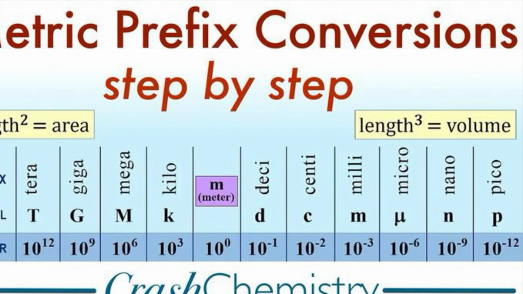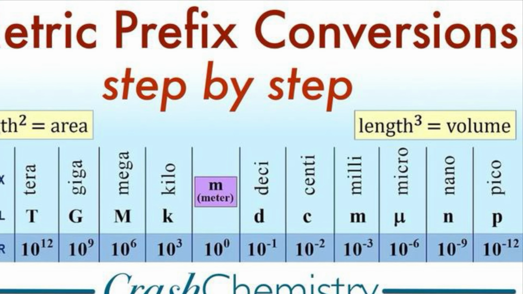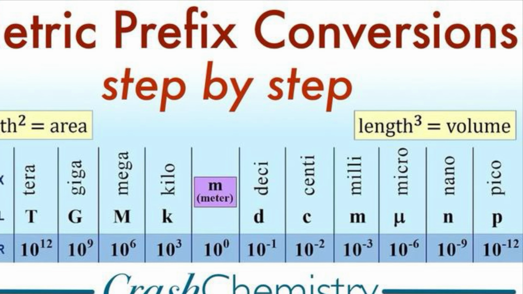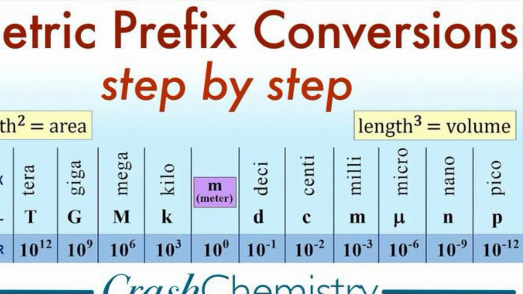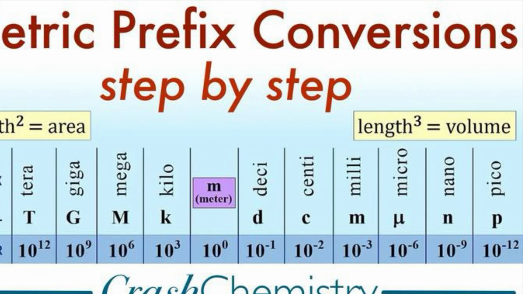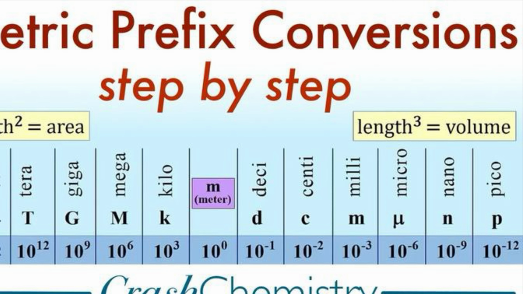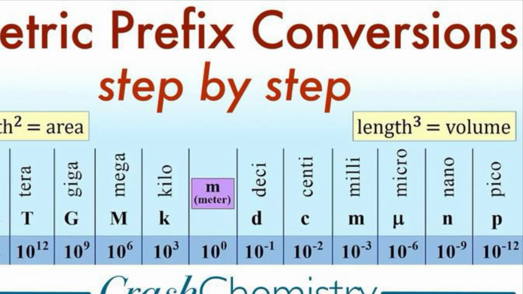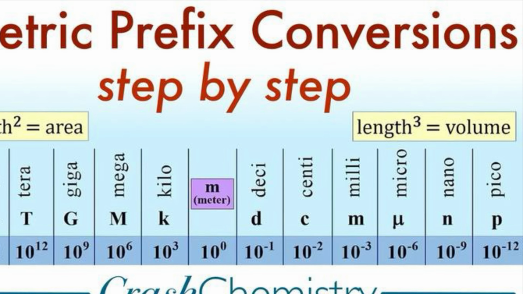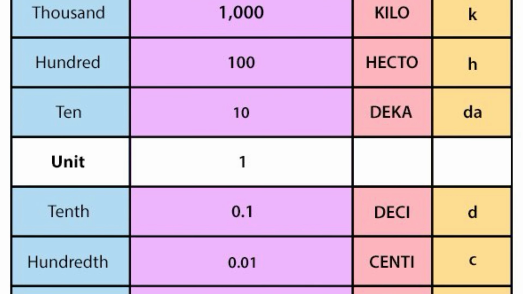And now I'll read out the larger units. So deca is 10 to the power 1, hecto is 10 to the power 2, kilo is 10 to the power 3, mega is 10 to the power 6, giga is 10 to the power 9, tera is 10 to the power 12, peta is 10 to the power 15, exa is 10 to the power 18. So we can say kilometer, megameter, gigameter, terameter, and so on.